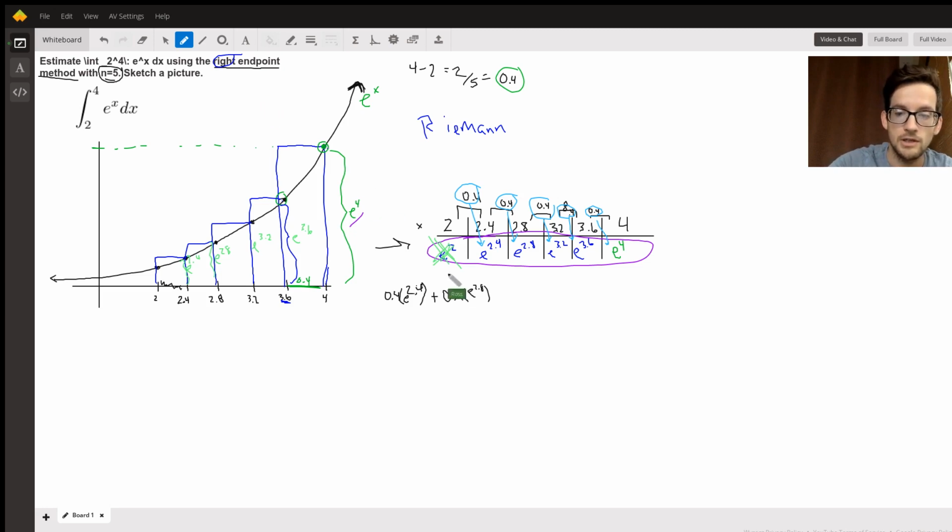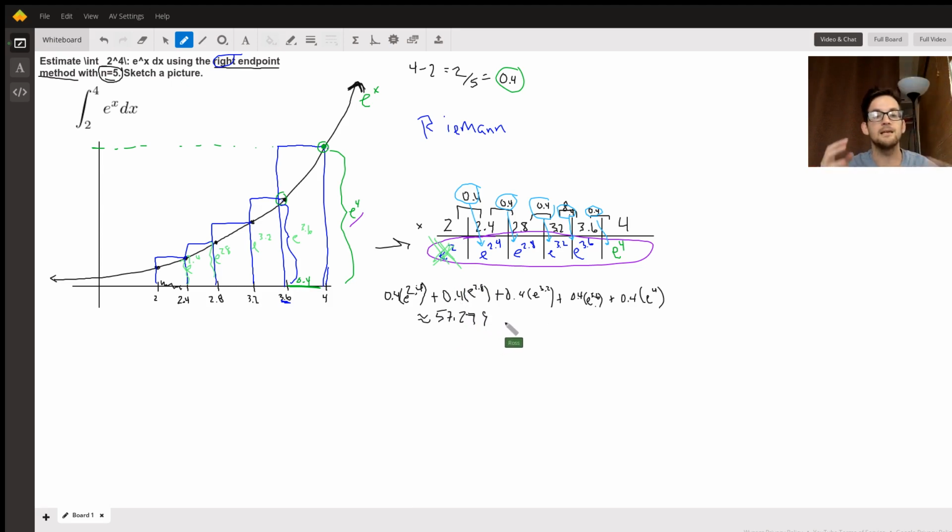So to finish up our expression, that means we would have 0.4 times e to the 3.2 plus 0.4, sorry for my crappy handwriting, times e to the 3.6. And then finally plus 0.4 times e to the 4. And all of that together, when you finally plug it in and get your decimal, that should be about 57.7, or excuse me, 0.279.